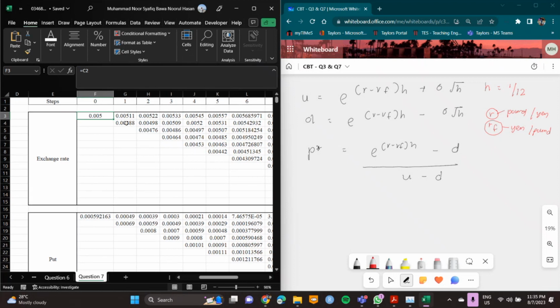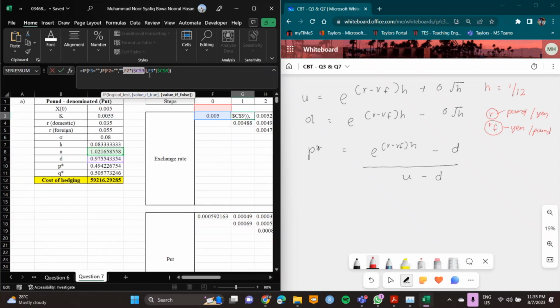This is step 0, means time 0. Then for time 1, we use the if function, where it clearly explains that if the function is blank, then we use another if function inside. So if the function is blank, then the answer is blank. But if it's not blank, then it's F2 times with C9. So C9 in this case is your d.